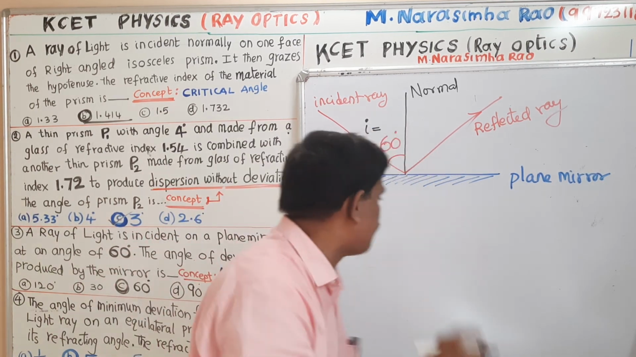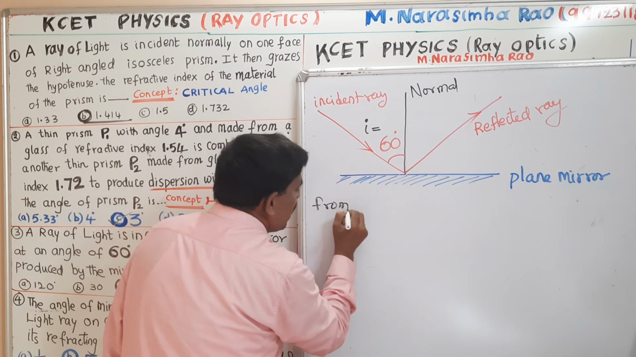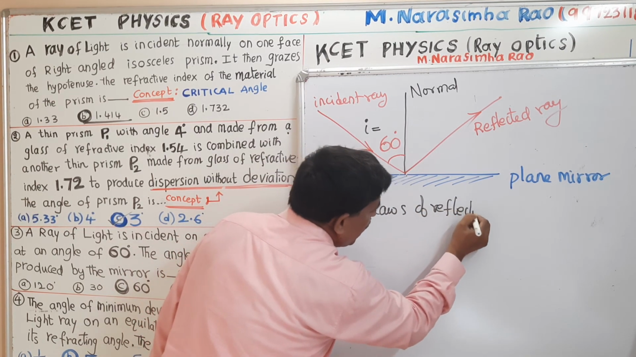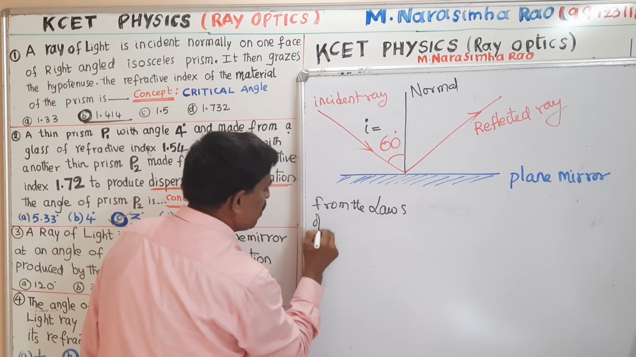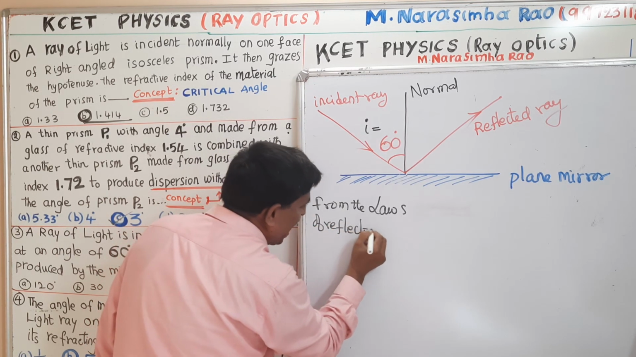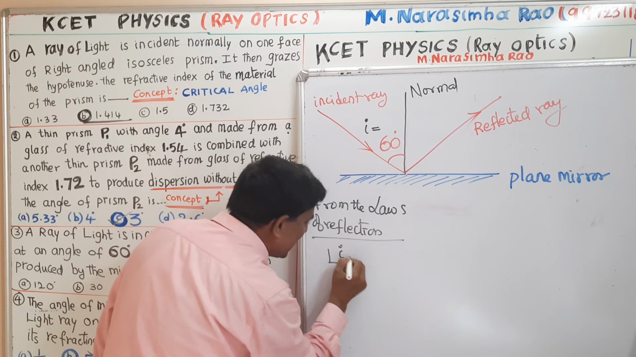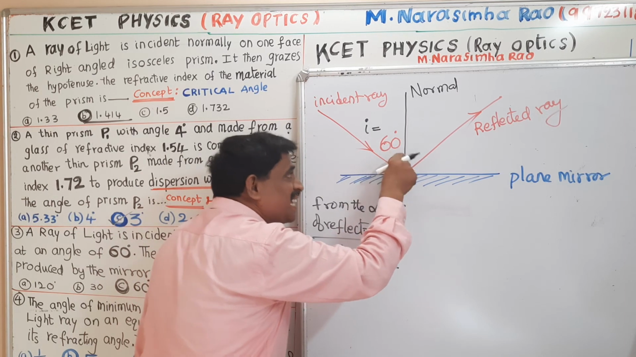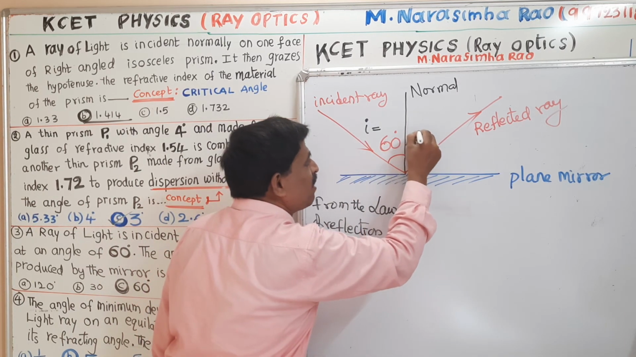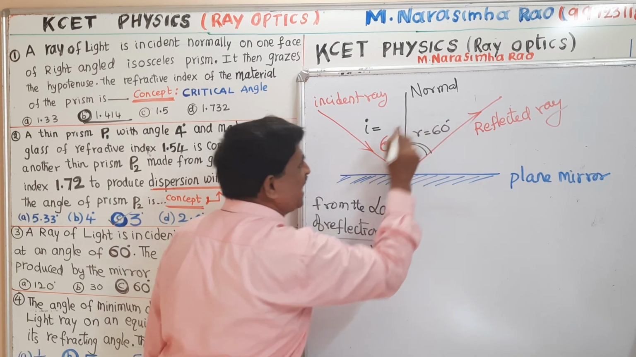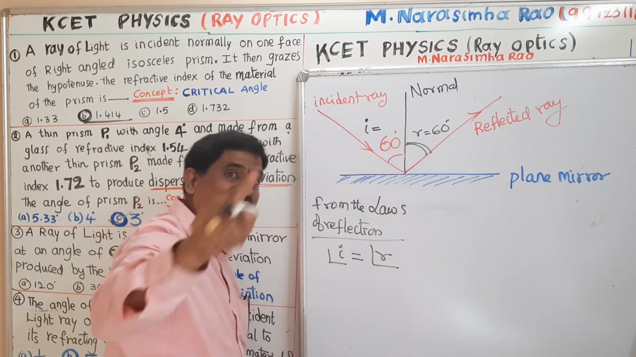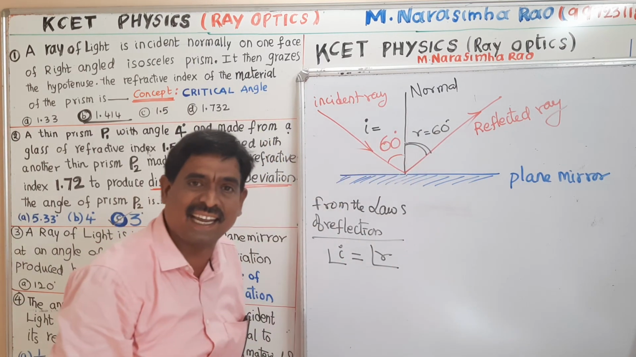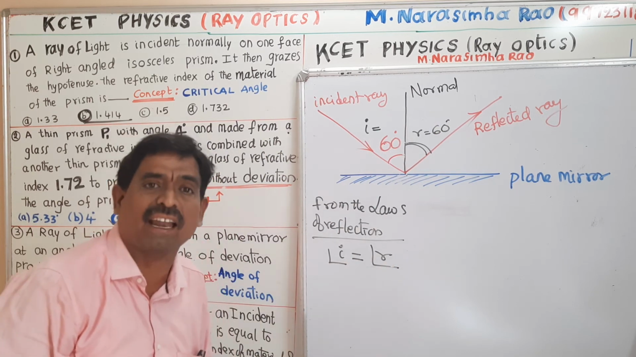From the law of reflection, the angle of incidence is equal to the angle of reflection. The angle of incidence is 60 degrees, which means the angle of reflection is also 60 degrees. If the angle of incidence is given as 60 degrees, then the angle of reflection is also 60 degrees.